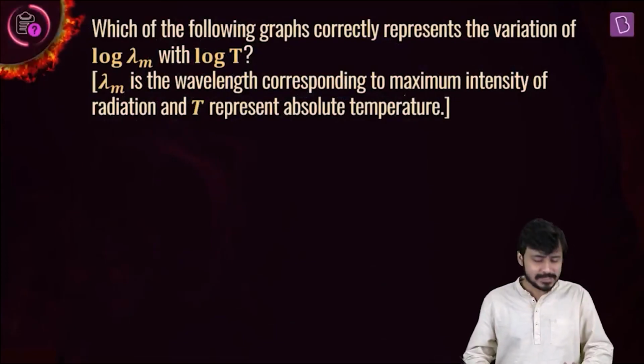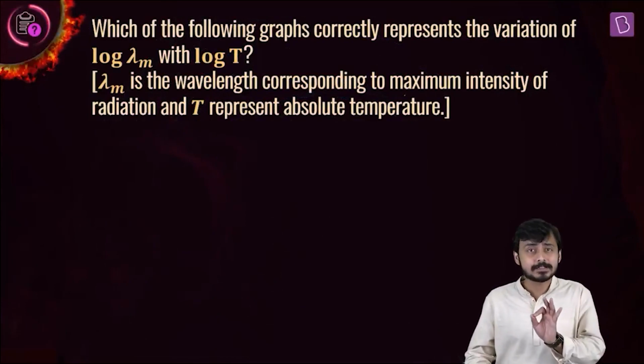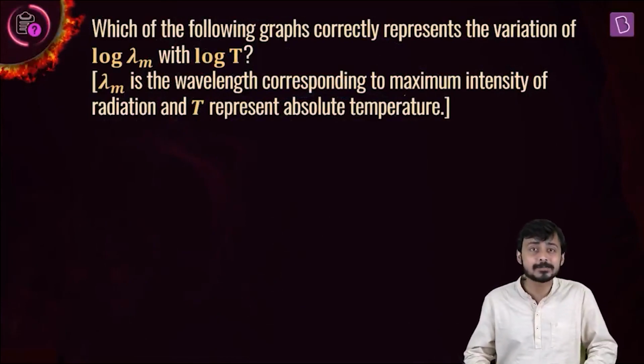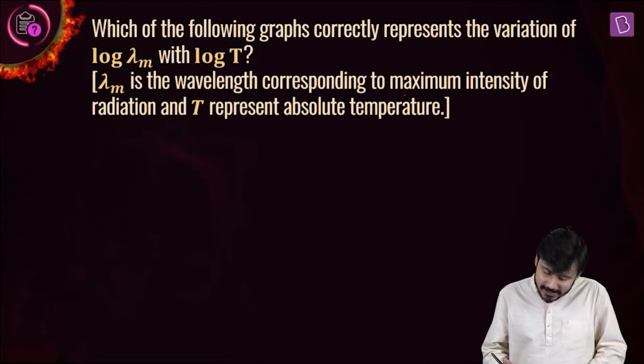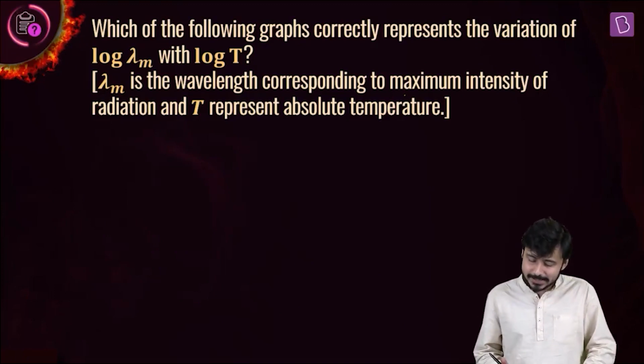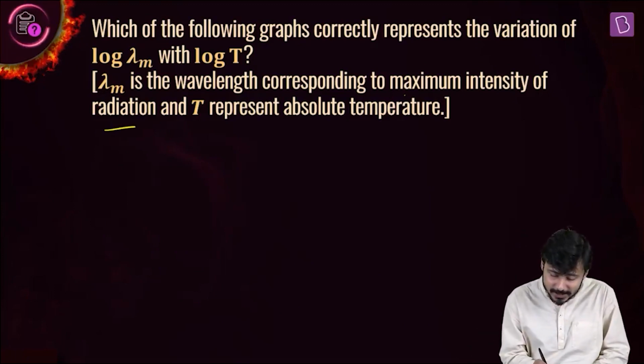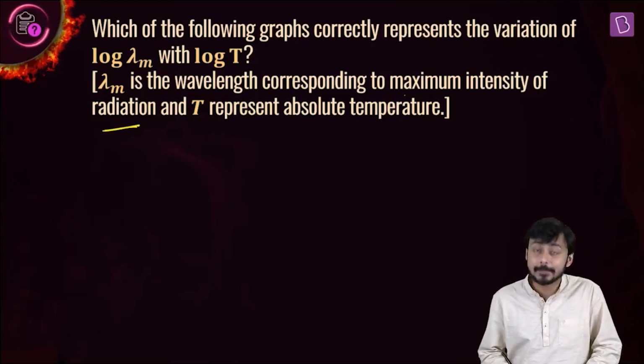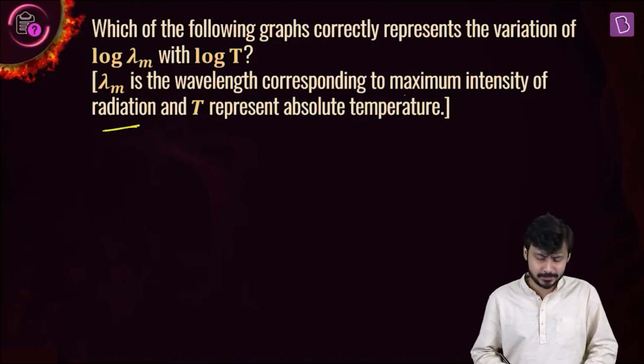The next question is a very simple question. Just the basic understanding of Wien's displacement law and a bit of mathematical knowledge, and you are done. The question is, which of the following graphs correctly represents the variation of log of lambda m with log of T, where lambda m is the wavelength corresponding to maximum intensity of radiation and T represents the absolute temperature of the body.